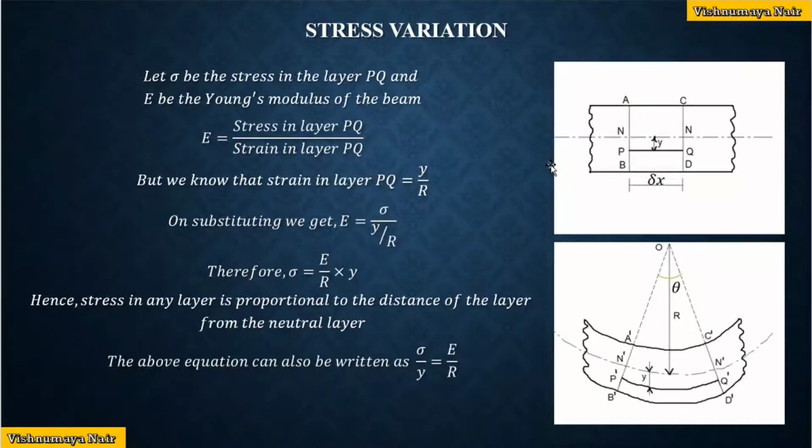Let's look at the stress variation now. Let sigma be the stress in the layer PQ and E be the modulus of elasticity or Young's modulus of the beam. We know that Young's modulus E is equal to stress by strain. So here E is equal to stress in the layer PQ by strain in the layer PQ. We already found out the strain in the layer PQ, right? It is equal to y by R. So on substituting, we get E is equal to sigma by y by R. Therefore, stress sigma is equal to E by R into y.